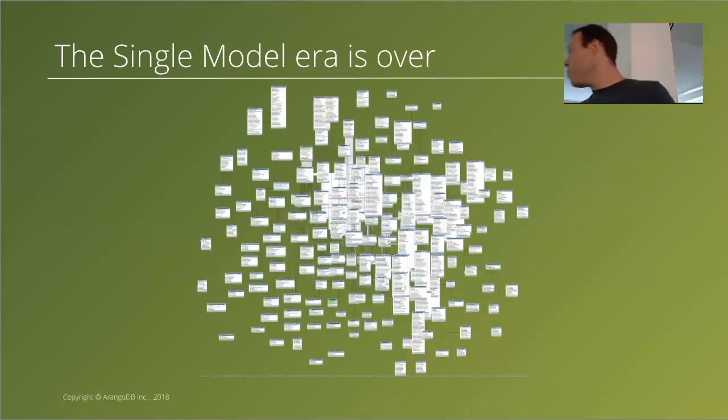So we all know these kinds of diagrams from the relational era. The single model era, where we had one type of database a couple of years ago. And all the data that we had in our application, we tried to force it into one data store, always using the same relational schema, because it was the only option available. So there were some competitors, but they were never popular.